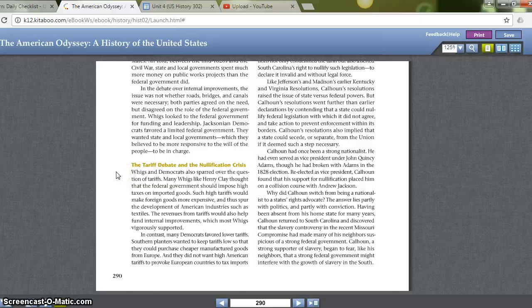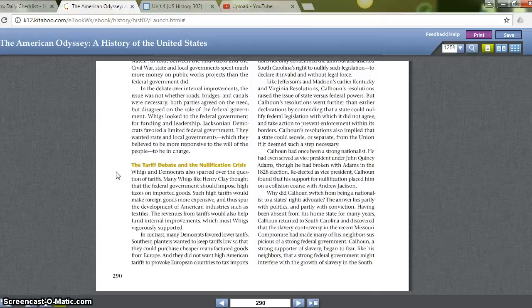Whigs looked to the federal government for funding and leadership. Jacksonian Democrats favored a limited federal government. They wanted state and local governments, which they believed to be more responsive to the will of the people, to be in charge. The tariff debate and the nullification crisis.